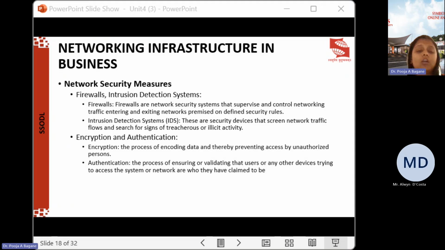Then authentication. Authentication is the process of ensuring or validating that users or any other devices trying to access the system or network are who they claim to be. It ensures that only authorized users or devices access restricted network resources. Examples of authentication tools are passwords, digital certificates, biometric certificates, and multi-factor authentication. So those are examples of authentication.